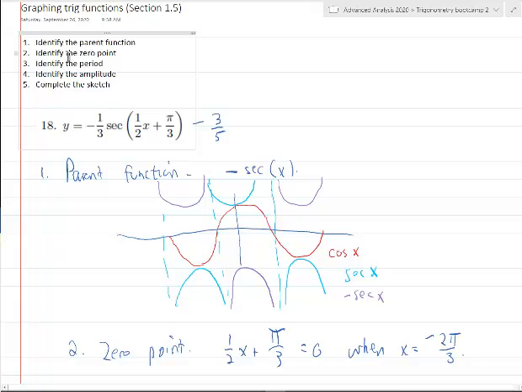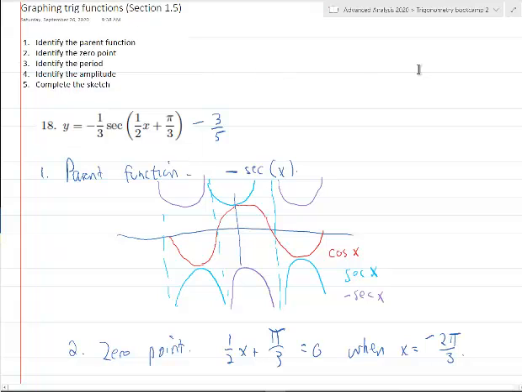All right. So far I've identified the parent function, which is minus secant. I've identified the 0 point, which is minus 2 pi over 3, minus 3/5. The period is 4 pi. The amplitude is 1/3. So now I'm going to complete the sketch and put all this information in one by one according to this sequence.